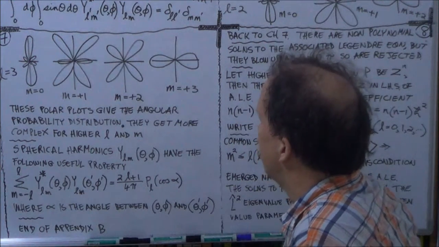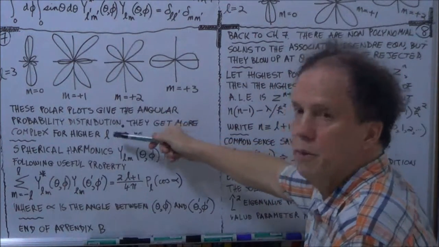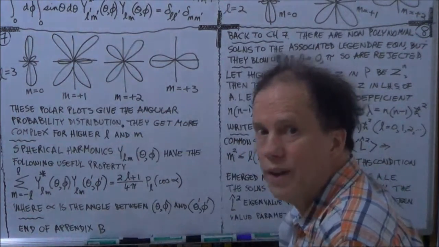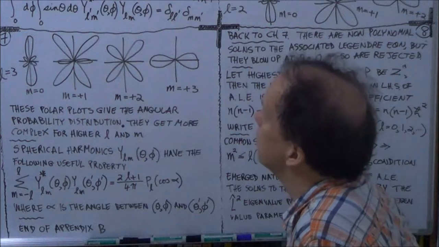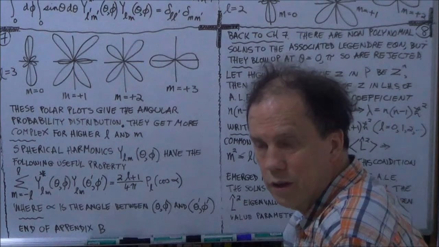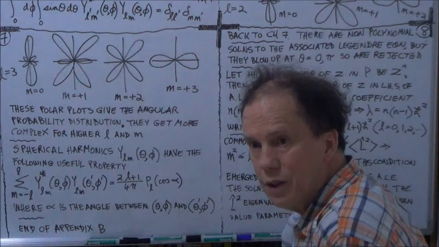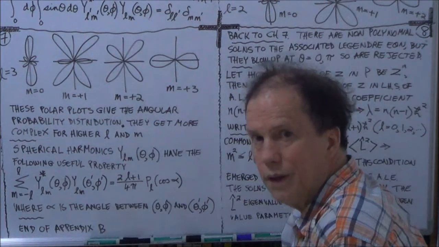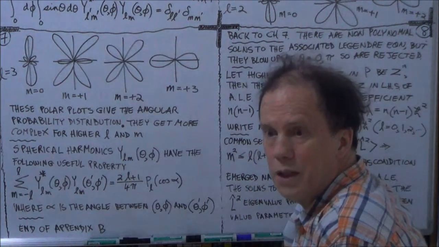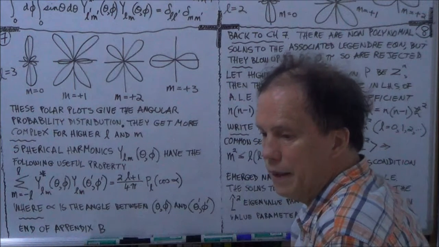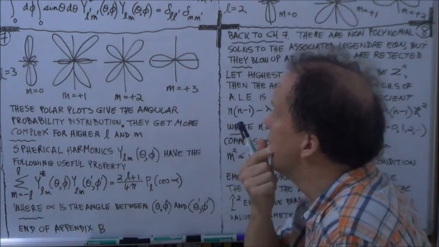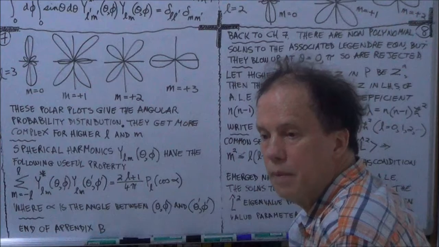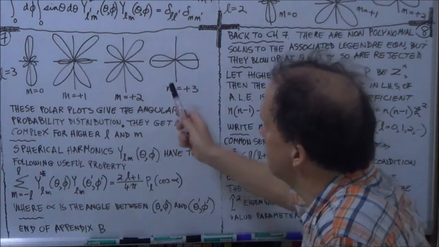Okay, I've mentioned this before, but it's good for a bit of revision. What are these polar plots? They are the square of the modulus of your spherical harmonics. And what are spherical harmonics? They are eigenfunctions of the L squared operator and the z component of L, the angular momentum operator. So they give you the probability distribution of finding the electron at a given angle, theta and phi, in this case theta, from the nucleus. So these are probability distributions.